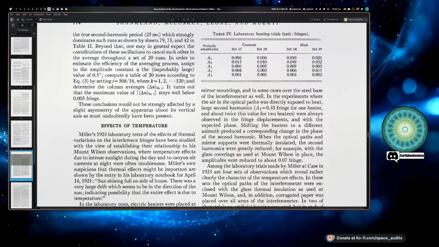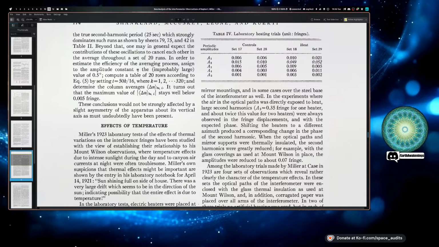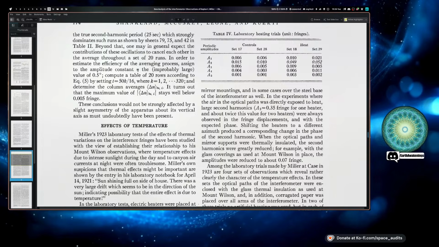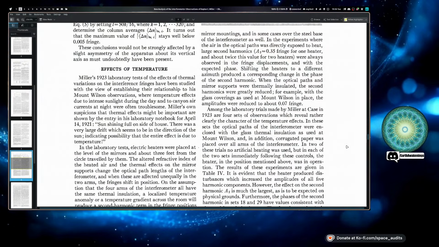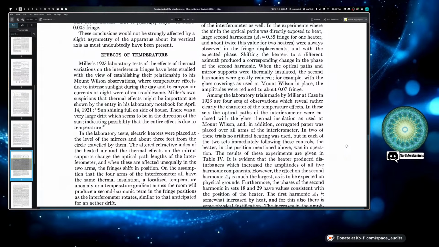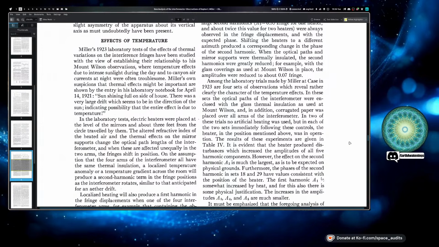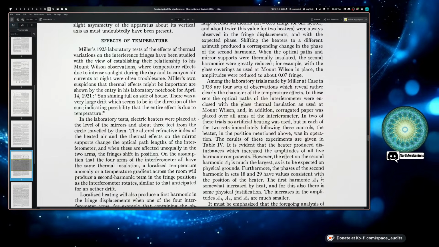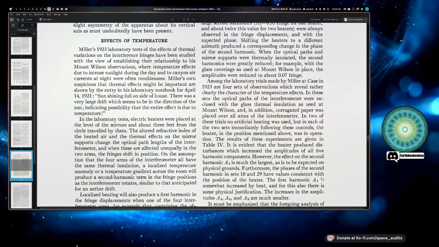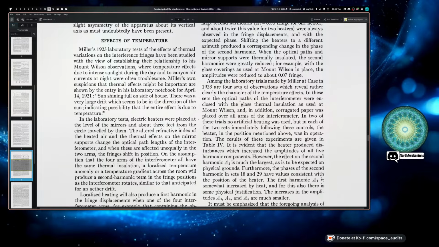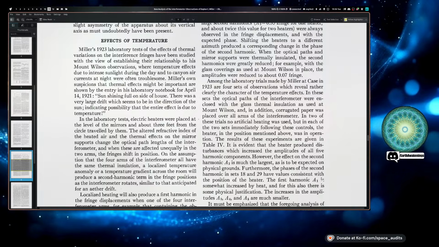On the assumption that the 4 arms of the interferometer all have the same thermal insulation, a localized temperature anomaly or a temperature gradient across the room will produce a second harmonic term in the fringe positions as the interferometer rotates, similar to that anticipated for an ether drift. Now, is that actually true is the question.